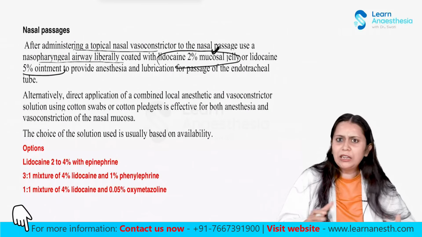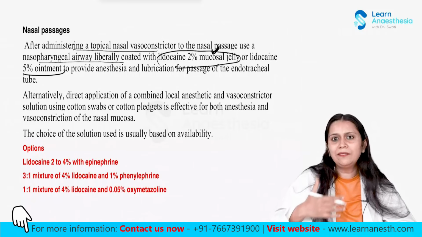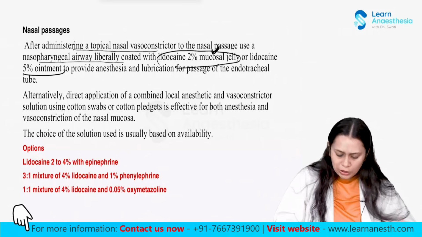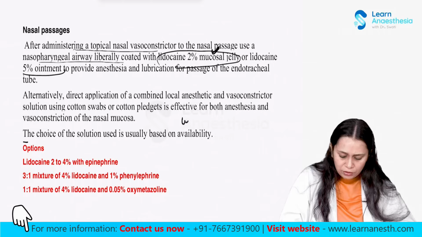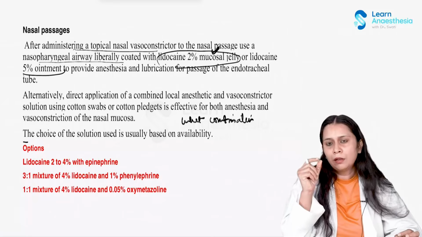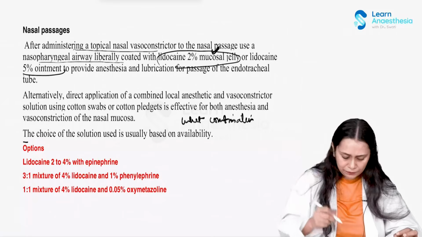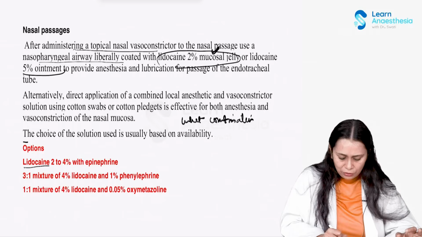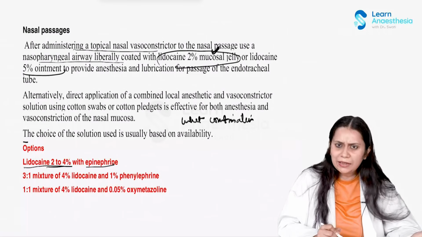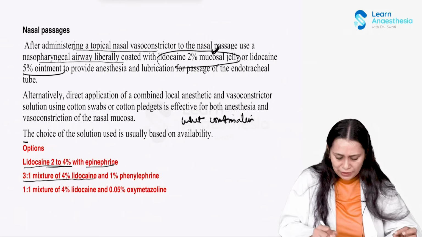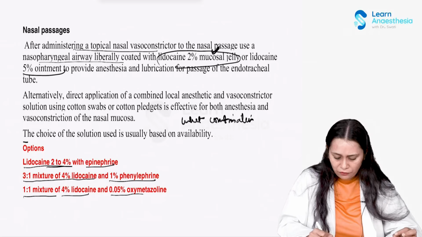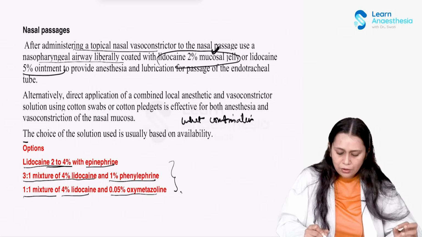Alternatively, what we can do? We can give the combination of local anesthetic and vasoconstrictor together. There are a lot of combinations which have been described. So, the examiner can ask what combination we can practice for, let's say, vasoconstriction and anesthetizing the airway. So, the options are lidocaine 2 to 4% with epinephrine. Epinephrine would vasoconstrict, lidocaine would anesthetize. 3:1 mixture of 4% lidocaine and 1% phenylephrine, and 1:1 mixture of 4% lidocaine and 0.05% oxymetazoline.